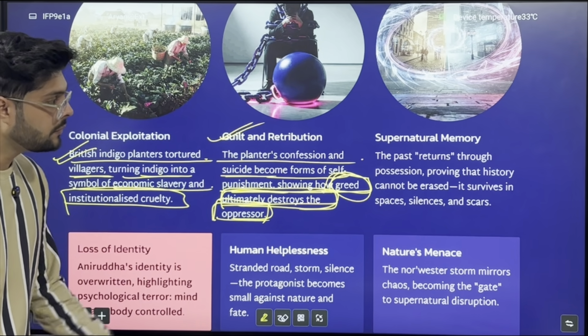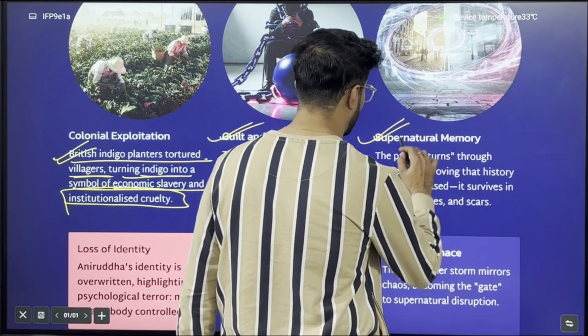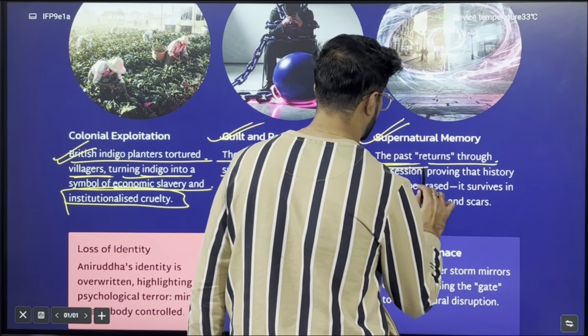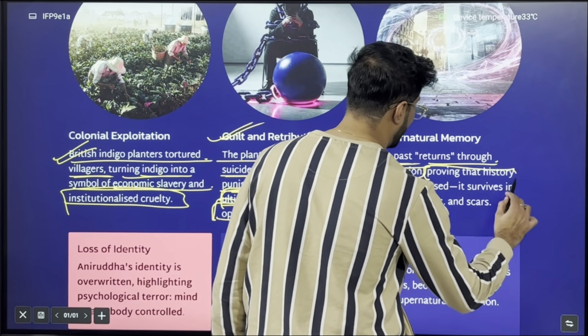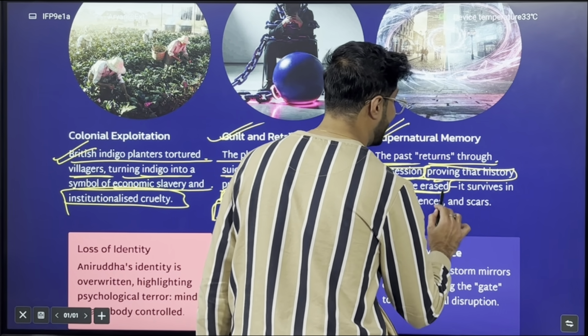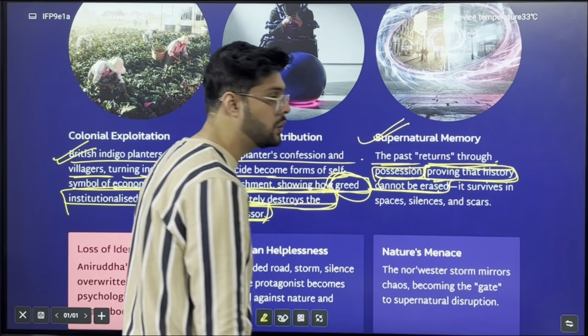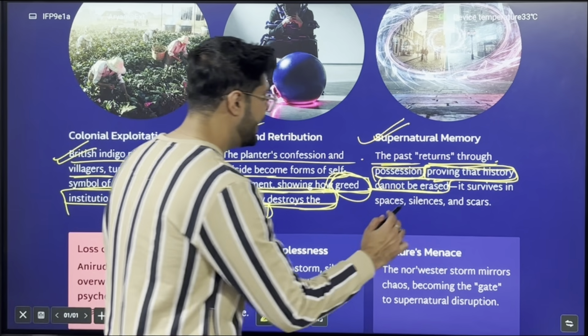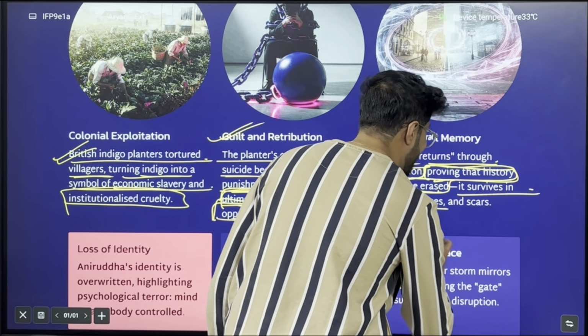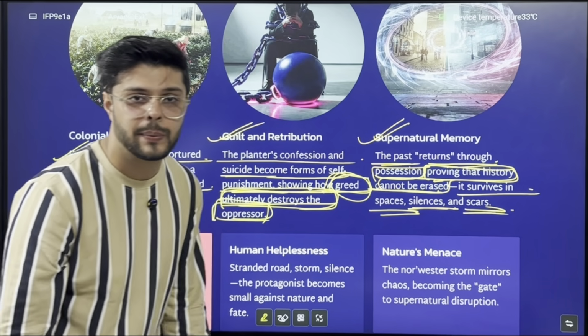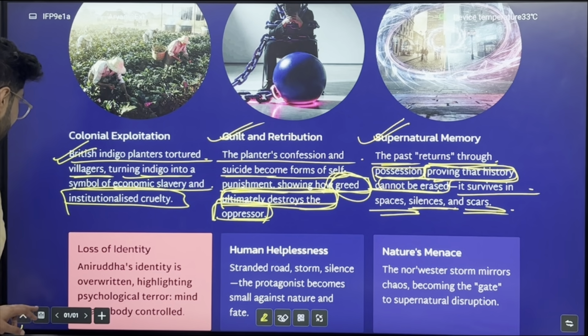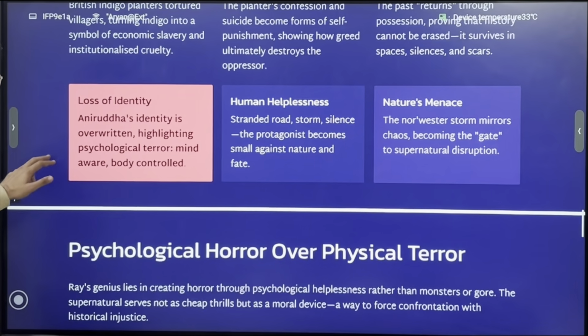Okay? And then there is a supernatural memory. The past returns through possession, that is metamorphosis, proving that history cannot be erased. इतिहास के पन्नों को बदला नहीं जा सकता है. It survives in spaces, in silence, and in scars as well. Okay? Then there is a loss of identity on the part of Aniruddha.